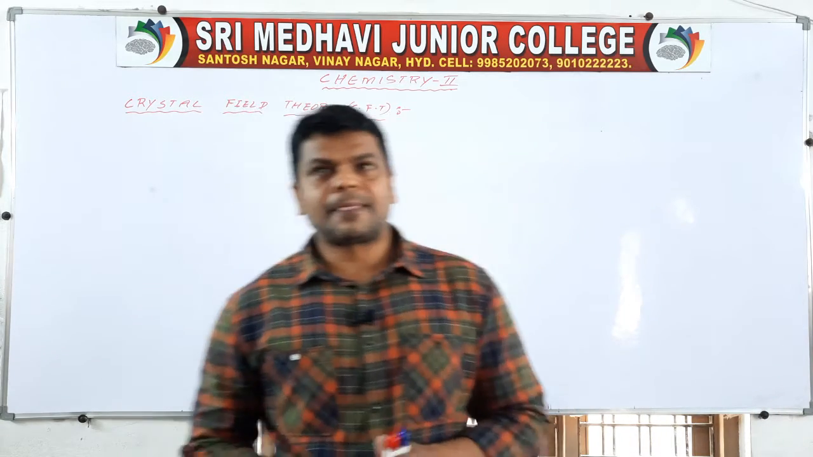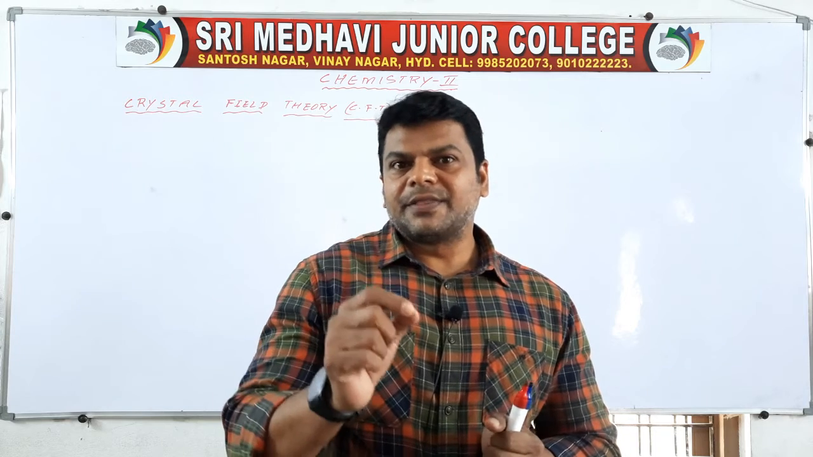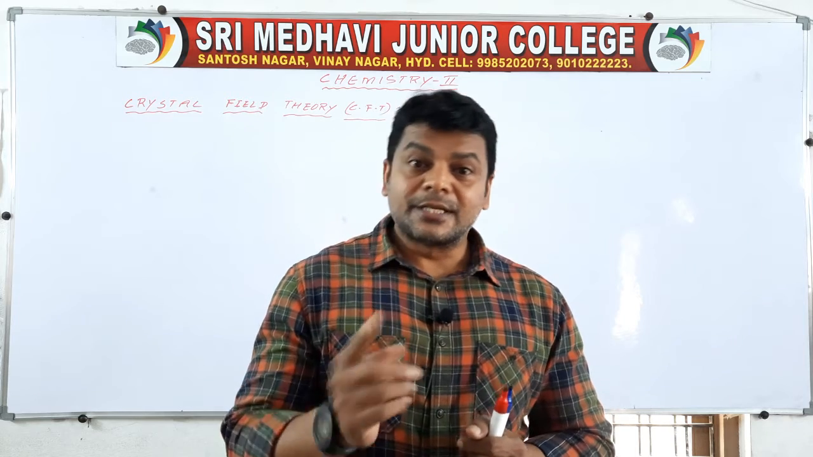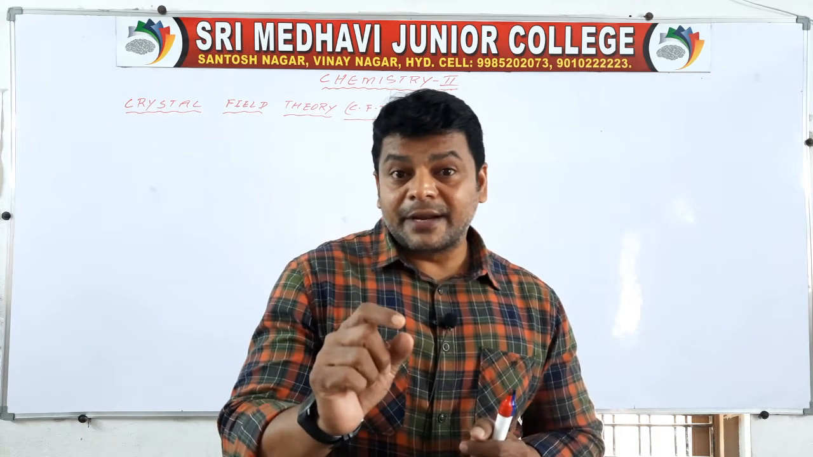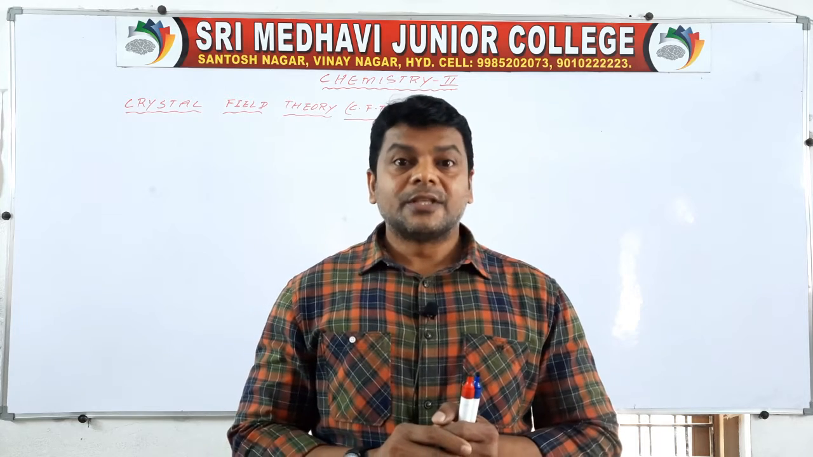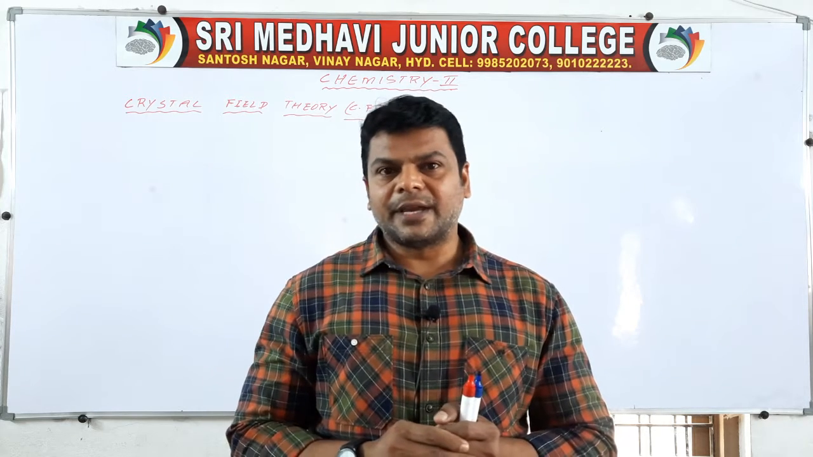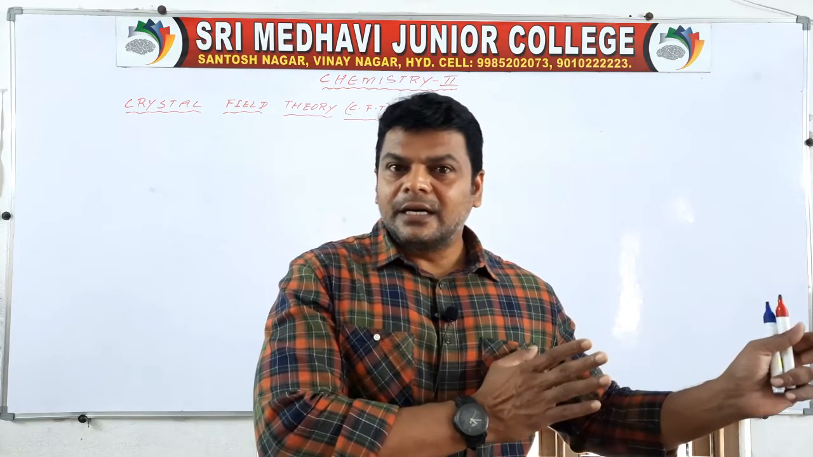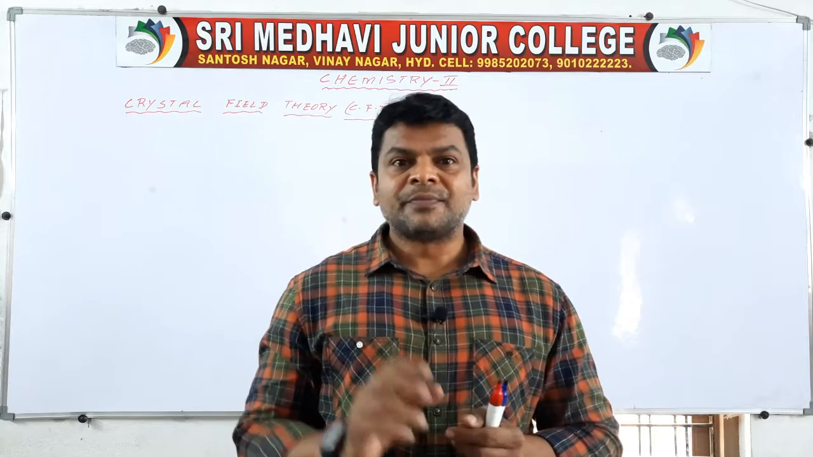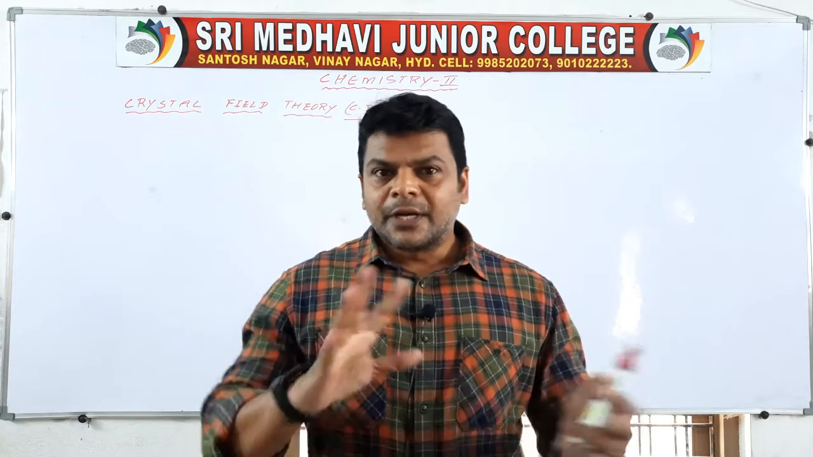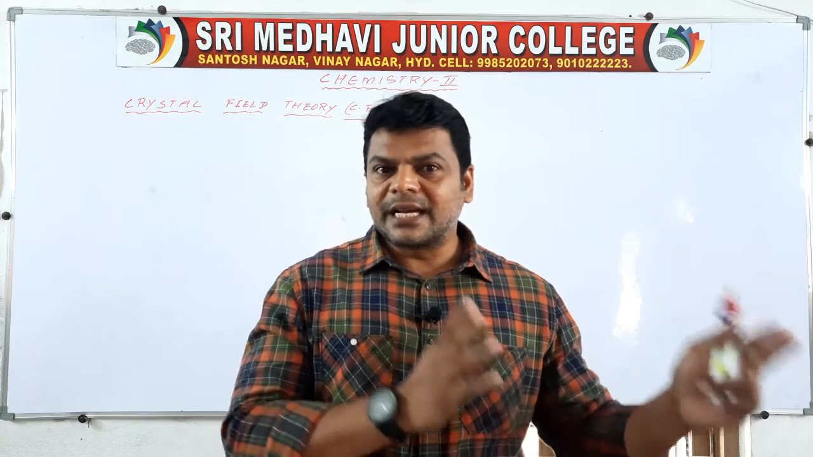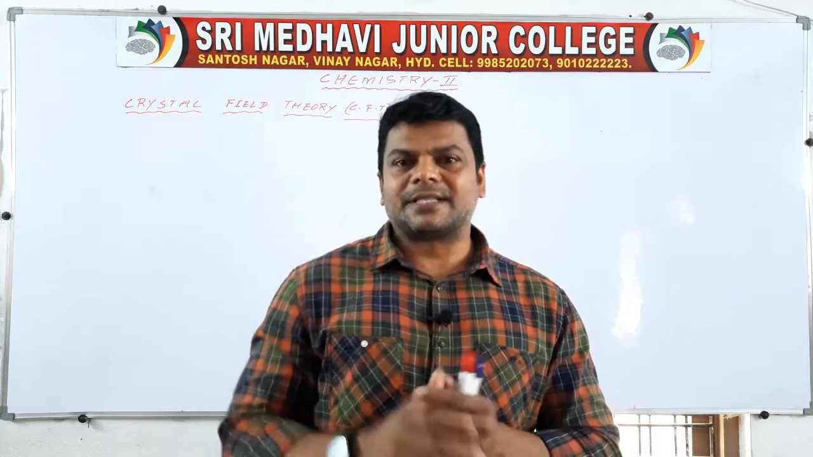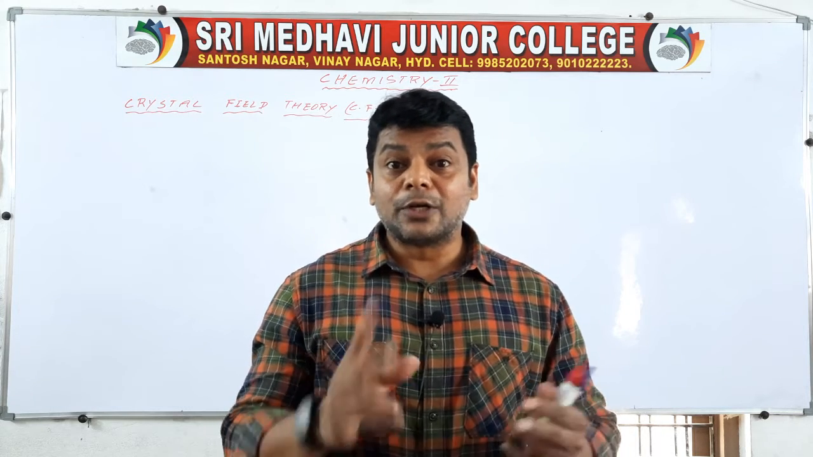First of all, students, if the coordination complex contains 6 ligands, then the coordination number is 6, and the geometry of the molecule is octahedron. Repulsions arise between the central metal atom having electron pairs and the ligands having electron pairs. Due to this repulsion, the d orbital is split up into 2 sets.